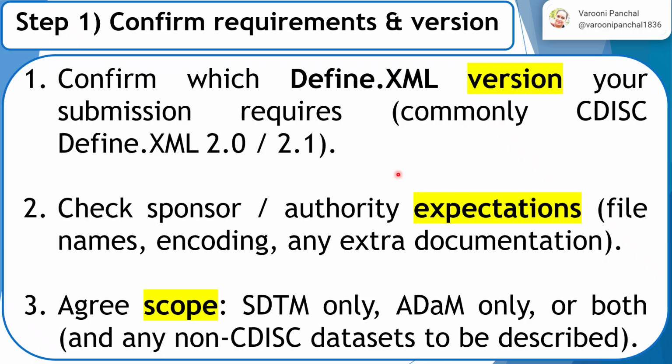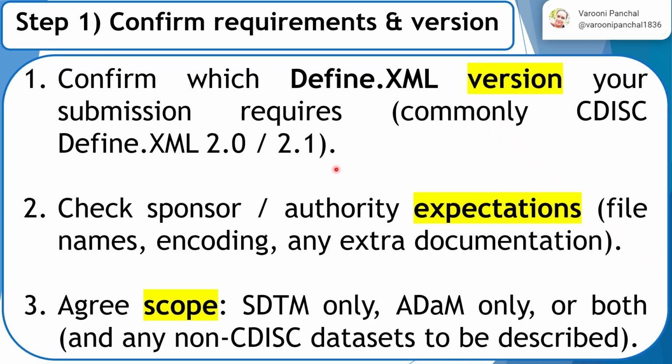So the first step is to confirm the requirements and version. For any clinical trial study that you're working on, especially for any therapeutic area study, the common fundamental is to check the scope of the agreement: whether we need to present only SDTM datasets, or only ADaM datasets, or both, or whether it's related to CDISC or non-CDISC datasets in the SDTM version. Even the version is very important.